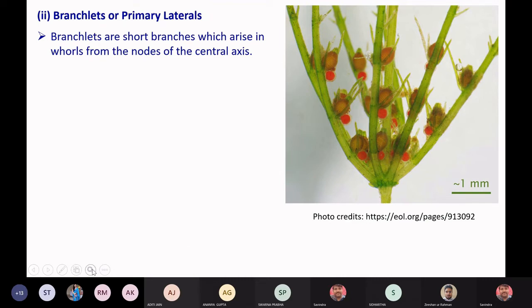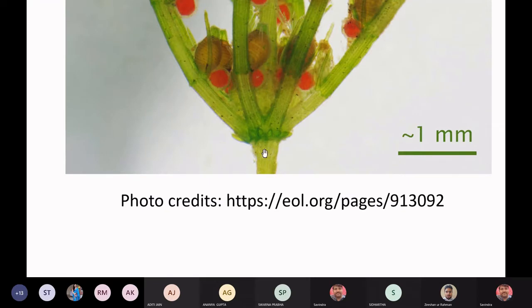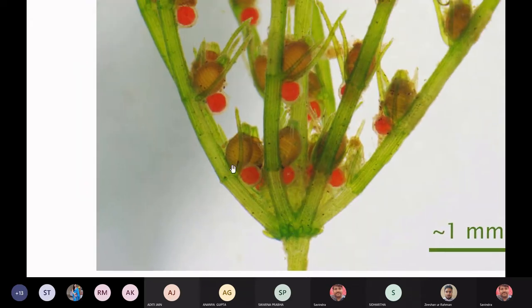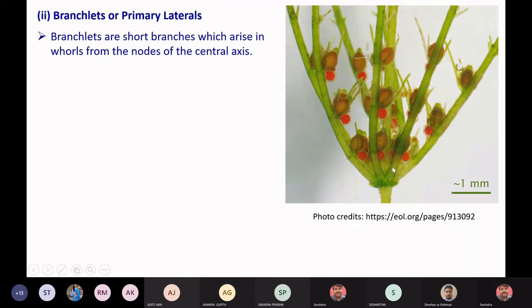Main axis. This is the main axis. It may be anything. This portion may be anything. It may be your main axis or it may be a branch of unlimited growth. But from this node you can see there are 1, 2, 3, 4, 5, 6 branches. हो सकता है इससे भी ज्यादा हो. These are the primary laterals or the branch of limited growth, and they always grow in whorls.